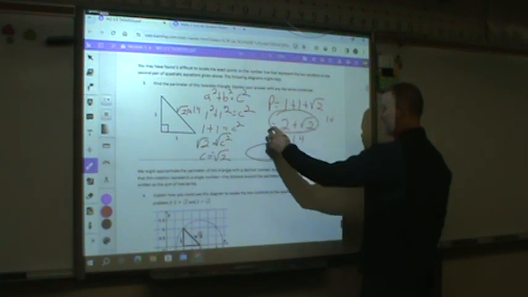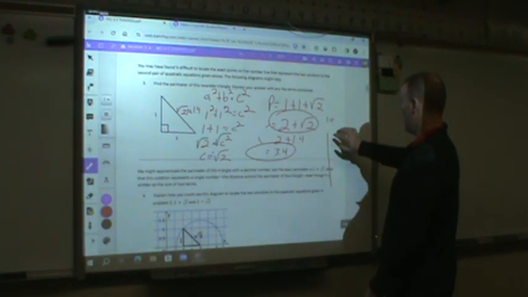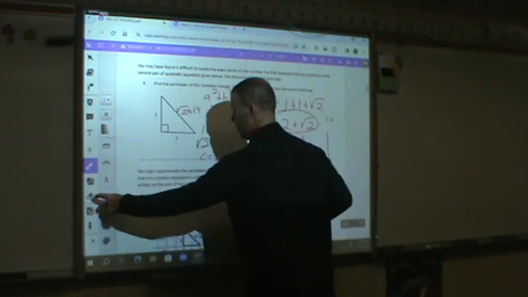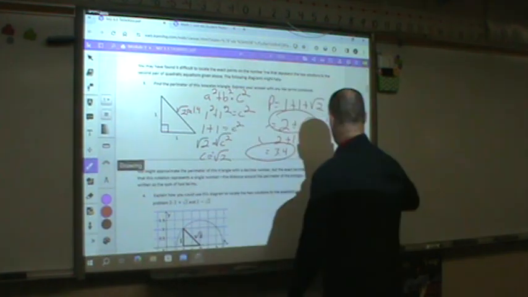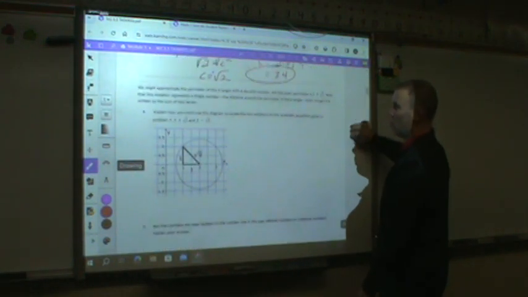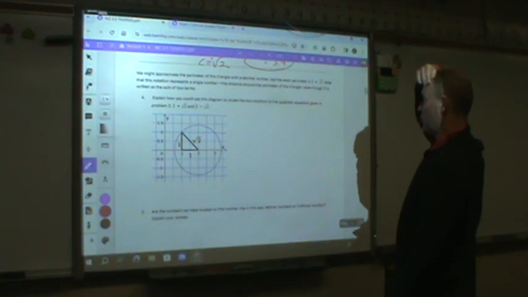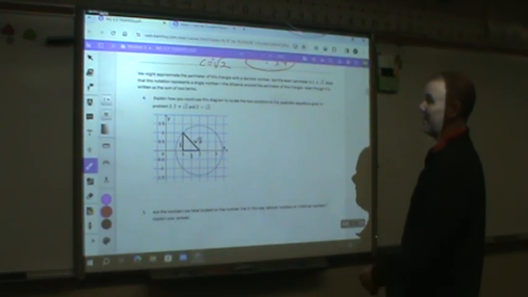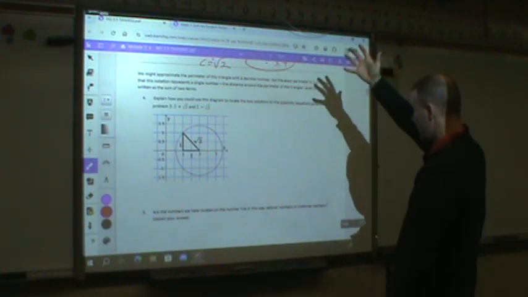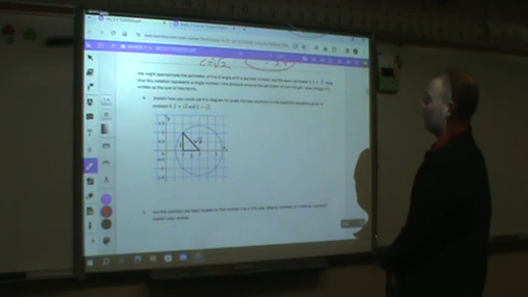Again, exact answer, estimated answer. All right, I'm not so worried about the exact answer, but we can use it. Now let's continue. We might approximate the perimeter of a triangle with a decimal or a number. But the exact perimeter is 2 plus the square root of 2. Again, that's exact. We approximated it with a decimal, 3.4, but we also have the exact.